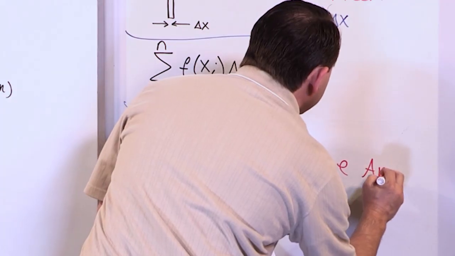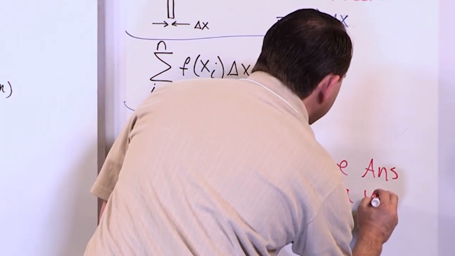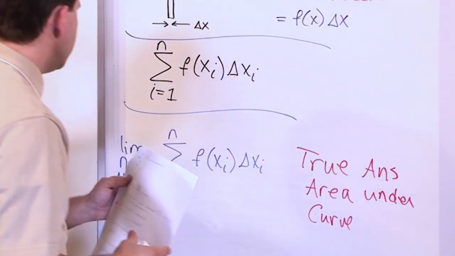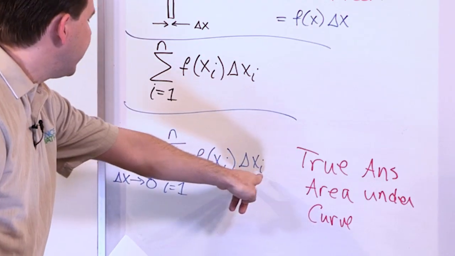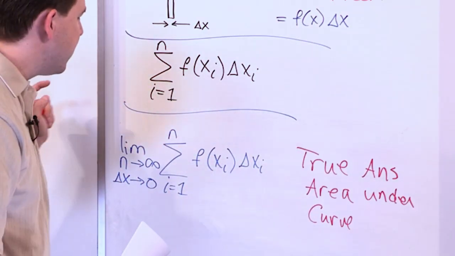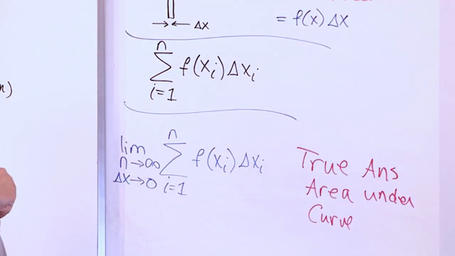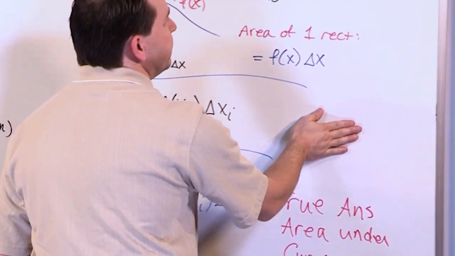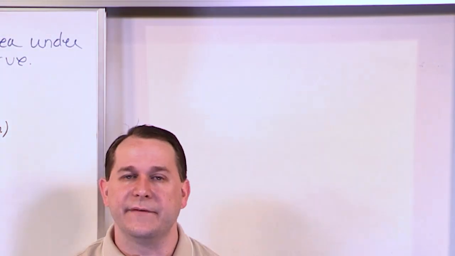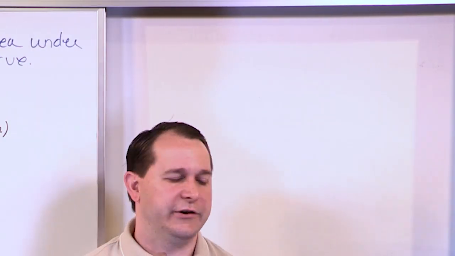The true answer for the area under the curve. All right, so this is it. You take the width of the rectangle times the height of the rectangle, you sum them all up, and you take the limit, as we say, as the number of rectangles goes to infinity, and the width of these rectangles approaches 0. That, my friends, is the definition of the integral. I just didn't tell you yet. That is the definition of the integral.